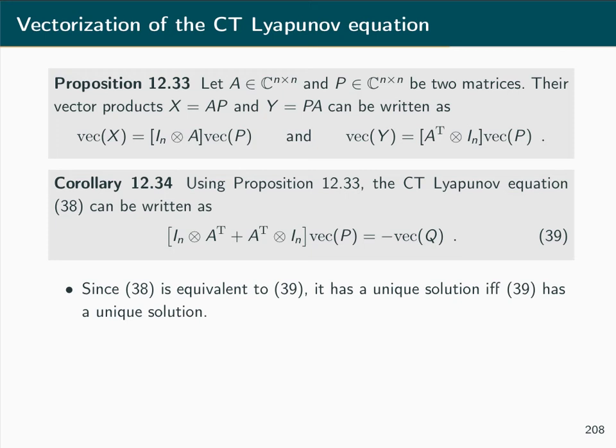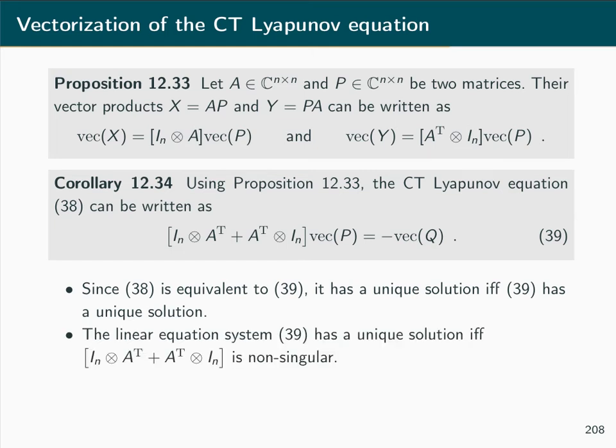Obviously, the Lyapunov equation 38 is equivalent to its vectorization in 39, and therefore it has a unique solution if and only if 39 has a unique solution. The vectorization, however, is nothing but a linear equation system where this expression represents a big matrix, vec P is the unknown vector, and minus vec Q is a known right-hand side vector.